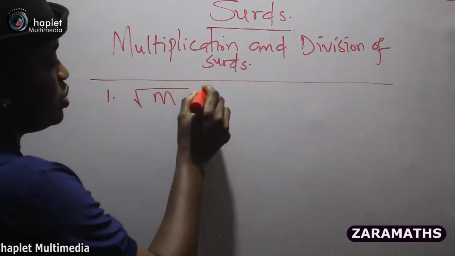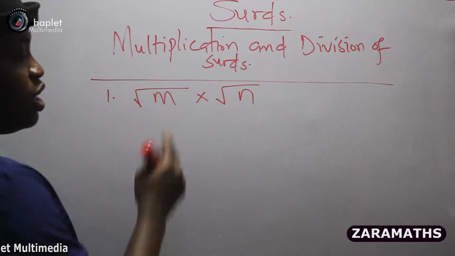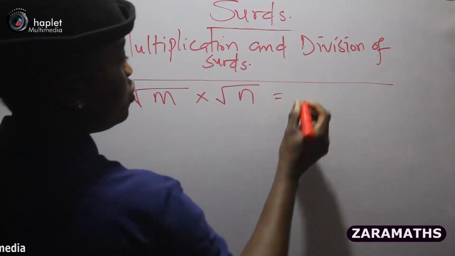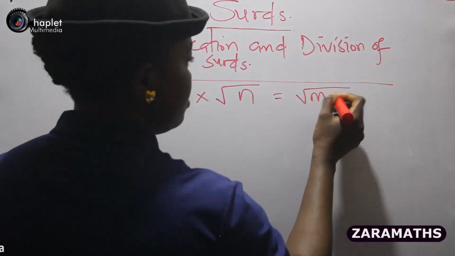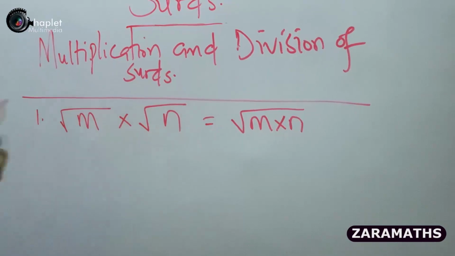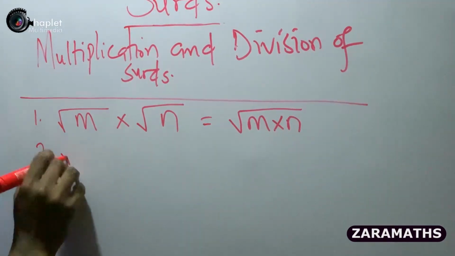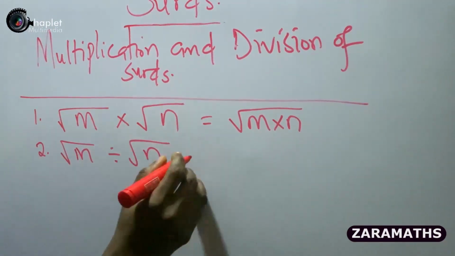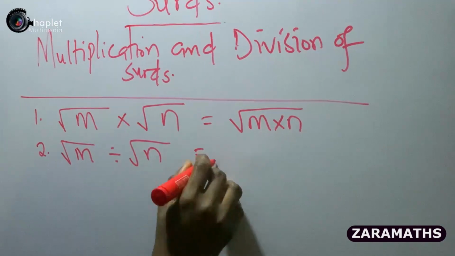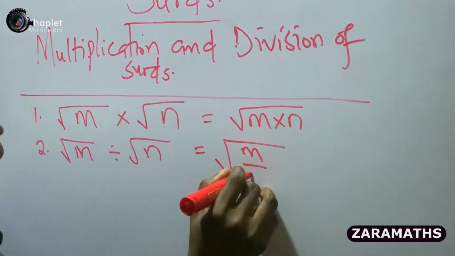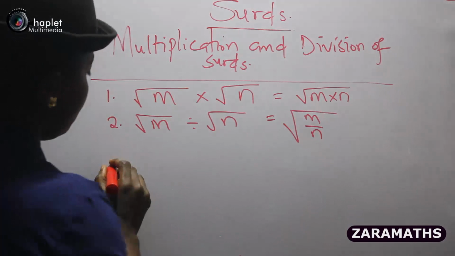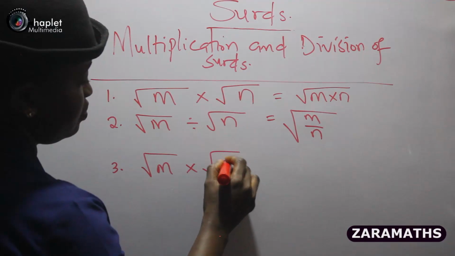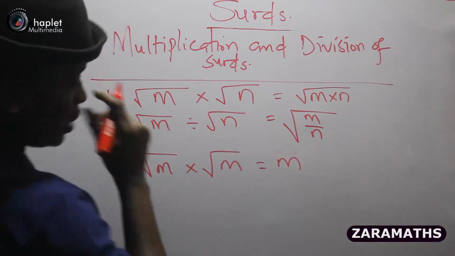Root m multiplying root n, both are underneath the square root, so you solve it as m times n under the square root. Also, if you have m dividing with n, both under the root, you solve it this way, m over n. Also, if you have root m multiplying root m, it becomes m.